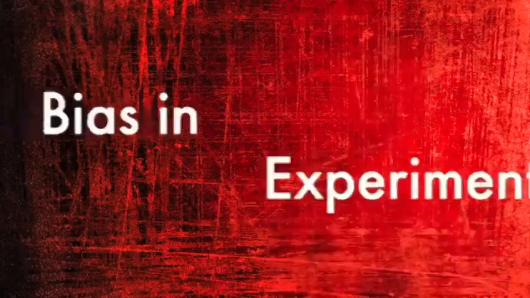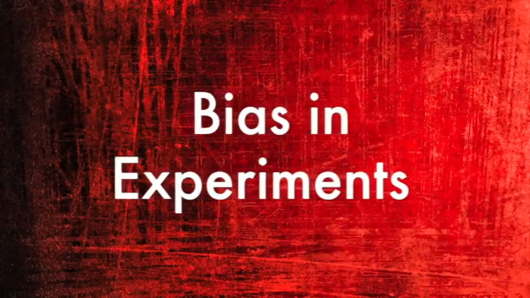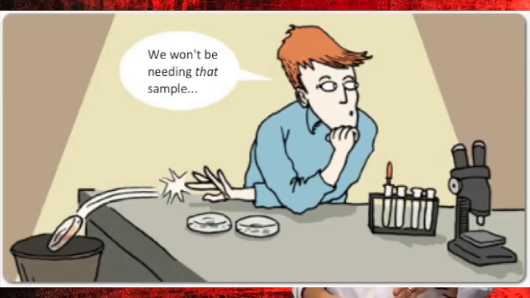Alright guys, our topic for today is bias in science experiments. Bias, you may have heard before, is kind of the same thing as the word prejudice. It basically means that you're not taking a fair view of the material, or you're not presenting the scientific experiment fairly. You're not giving the real, accurate results.